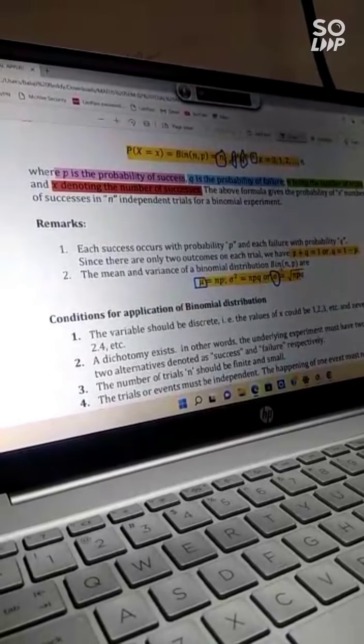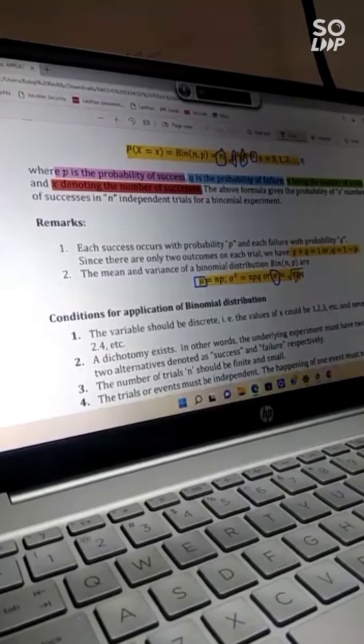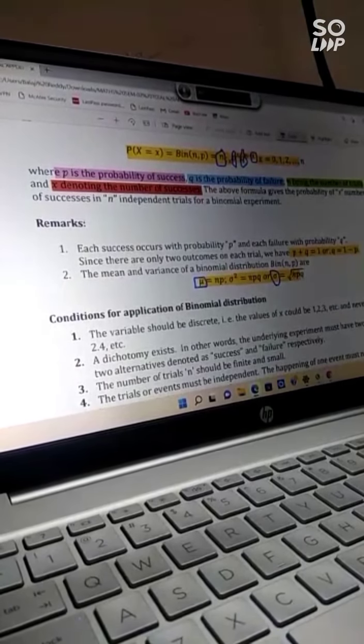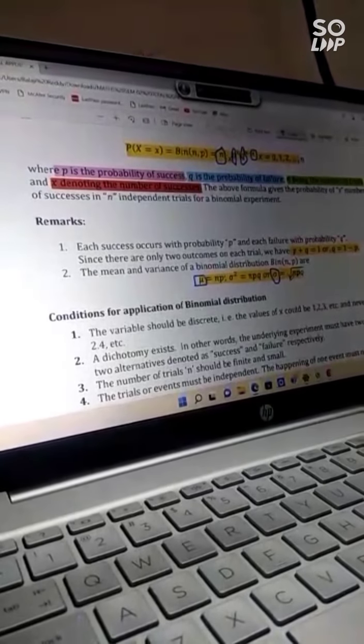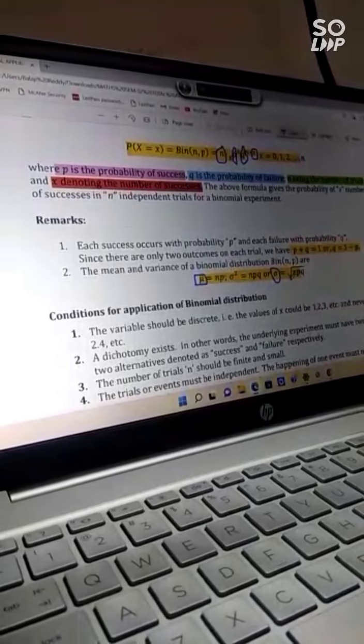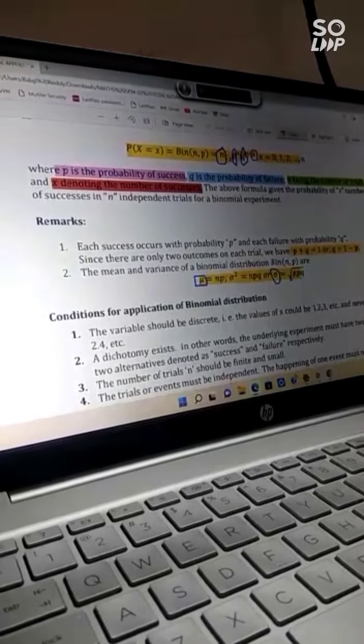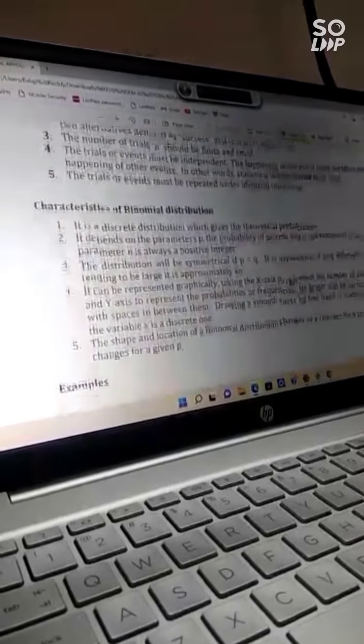And when you find this symbol, it is called the standard deviation, and the formula is the square root of npq. Don't ask for the explanation or derivation of this, so we shall go directly into the formula.